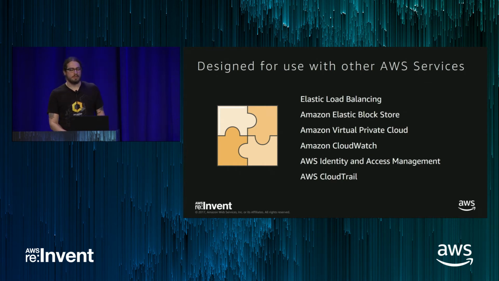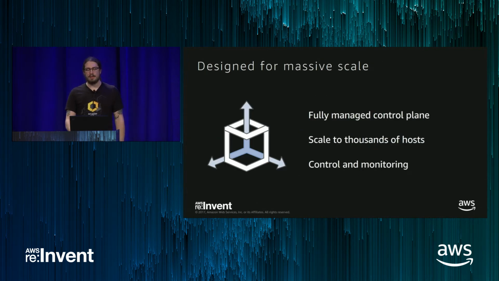And then finally, it's also integrated with AWS CloudTrail. So you have this auditable log of everything that's happening in your cluster and actions that people have taken to launch things or run things in your cluster. And Elastic Container Service is designed for massive scale. So by fully managing the control plane on our side, we're able to seamlessly scale up to thousands of hosts and really hundreds of thousands or even millions of tasks across your cluster. And even at that scale, you still have fine-grained control and monitoring of everything that's happening inside of that cluster.